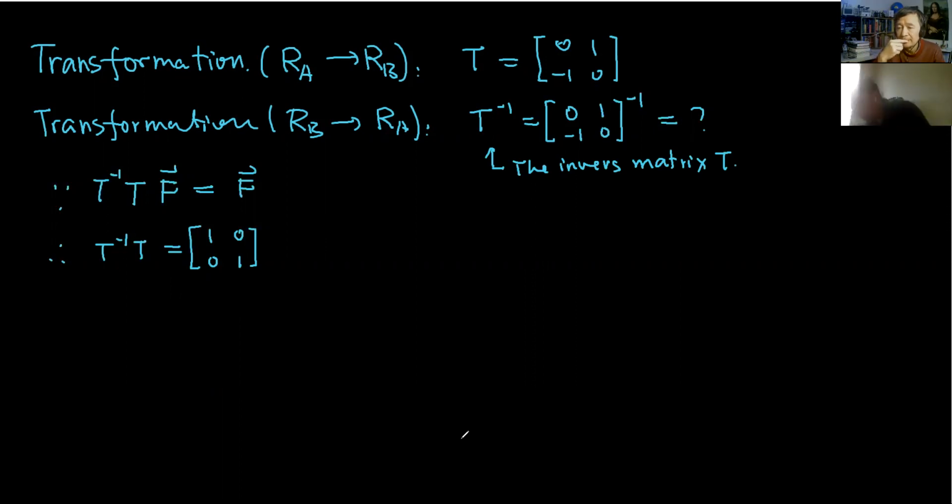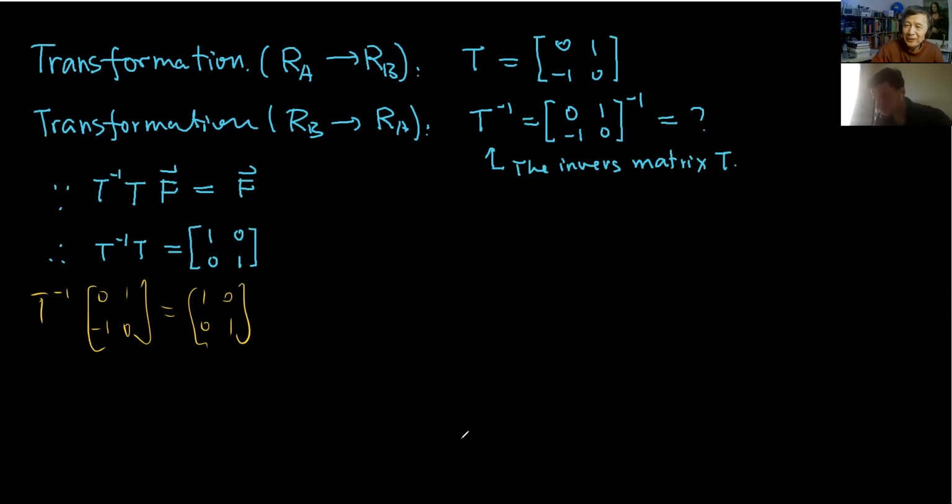Set up the equation. So would that be T to the power -1 multiplied by 0, -1, 1, 0 equals 1, 0, 0, 1? Yes, you're on the right track.